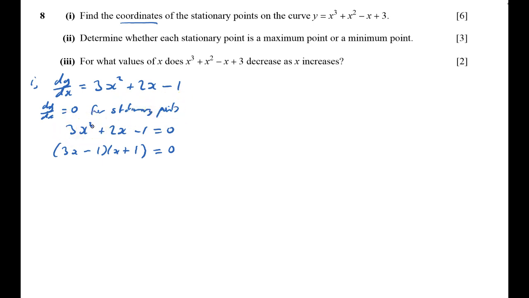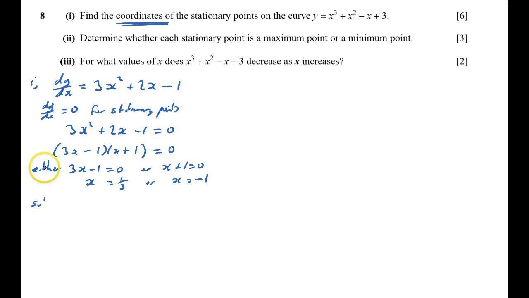So something times something is 0. So therefore, you know by now I always start with, either 3x minus 1 equals 0 or x plus 1 equals 0. So that will say that x equals add 1 and then divide by 3, that will be a third, or x equals minus 1. Right, so I've done that, but it said find the coordinates, which means I need to find the y values.